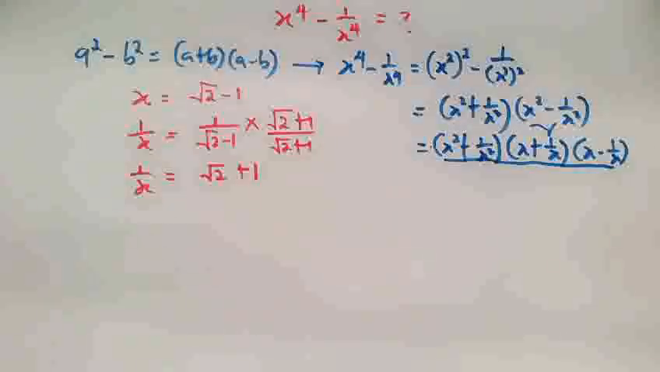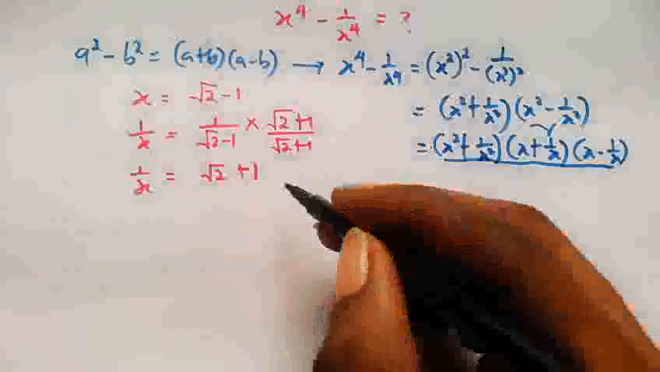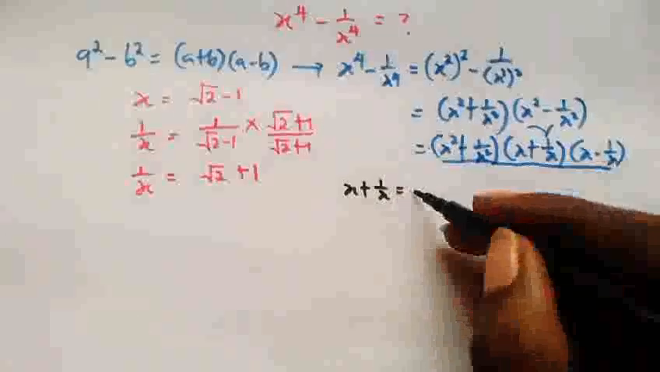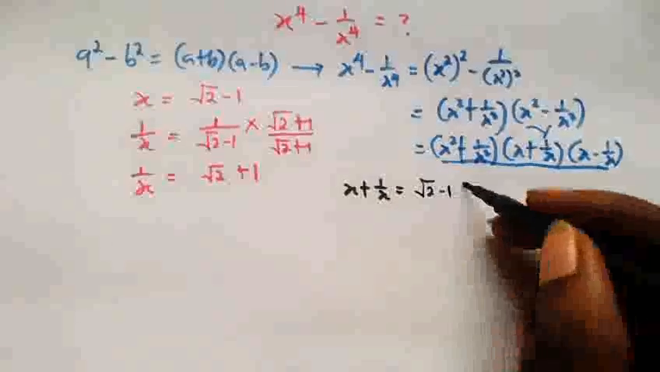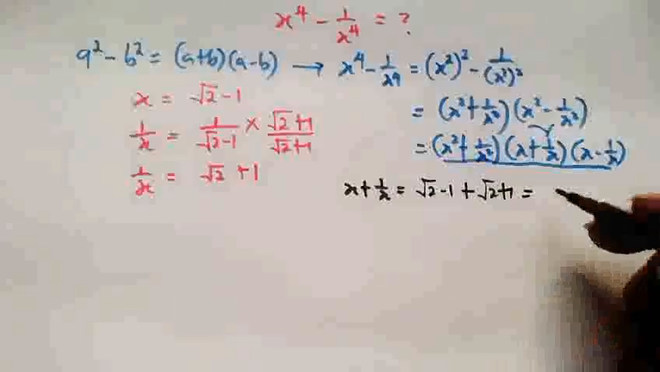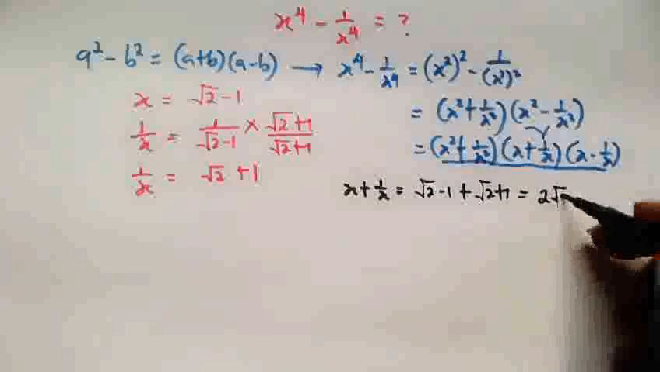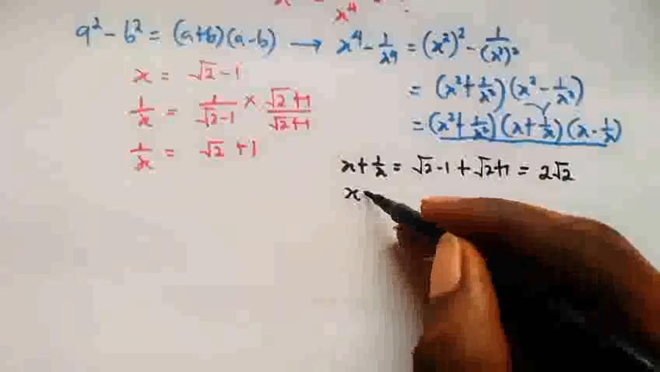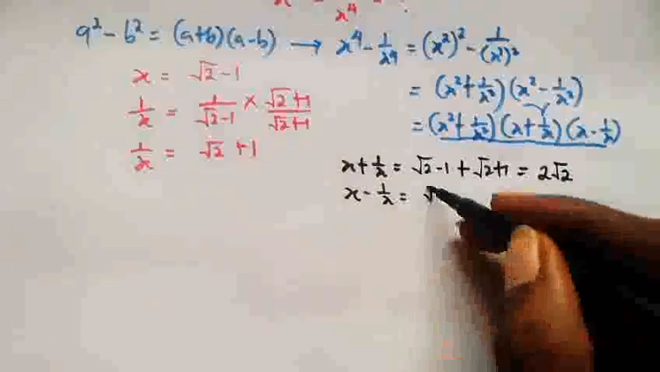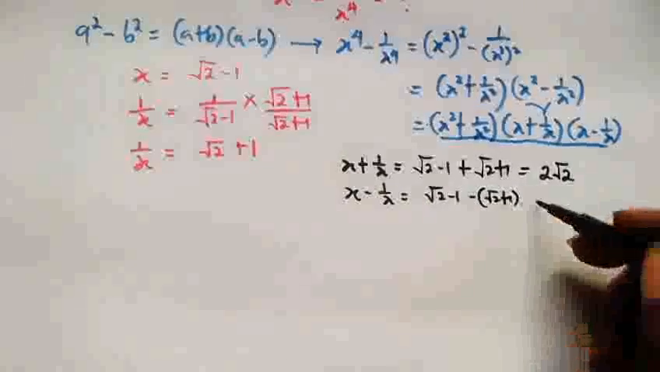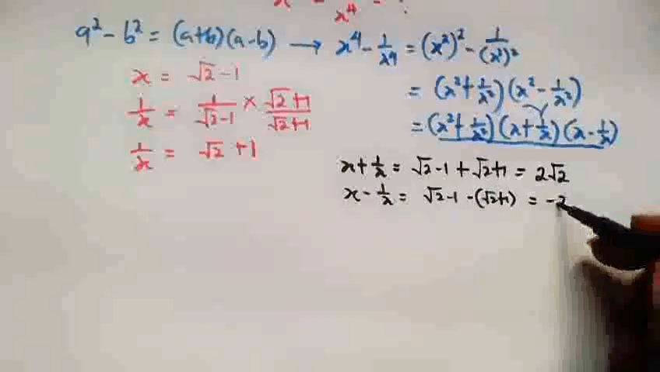Now from here we can see that the value of x plus 1 all over x is going to be square root of 2 minus 1 plus square root of 2 plus 1, and this is giving us 2 root 2. And again we get x minus 1 all over x equal to square root of 2 minus 1 minus open bracket square root of 2 plus 1, and this is giving us negative 2.